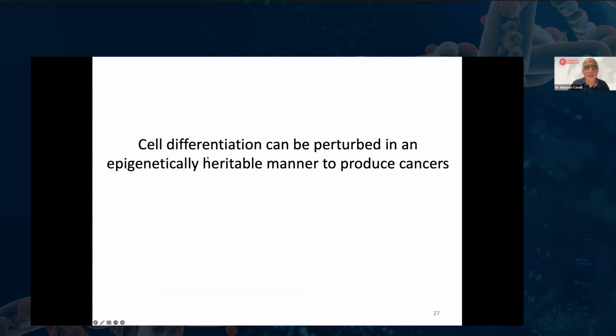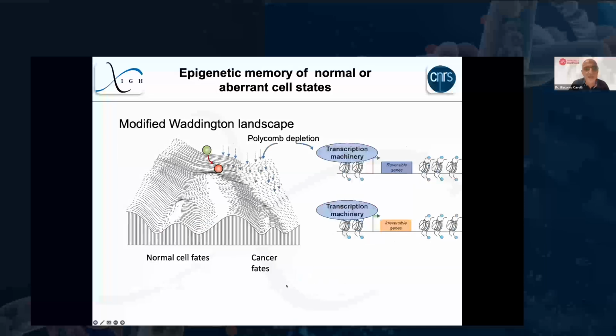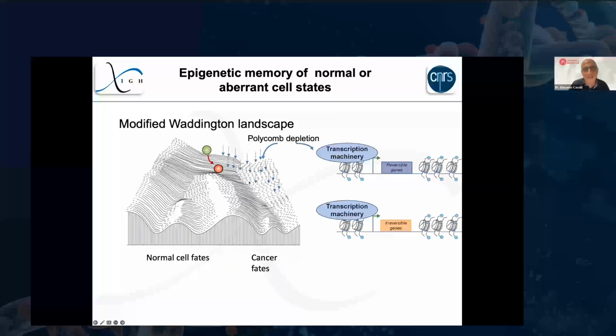So you cannot even study that further than that. So basically, this is telling you that cell differentiation can be perturbed in an epigenetically heritable manner to produce cancers in the absence of a mutation, just by manipulating the levels of expression. And so to summarize this part, this would be your Waddington landscape. Let's suppose that this region here is the normal cell fate region, but you don't want to go to this part, which would be like the disease part. But now, what happens if you modify Polycomb, if you deplete Polycomb? Well, what you're going to do is you modify the landscape. And so now this ball starts to roll the wrong side.